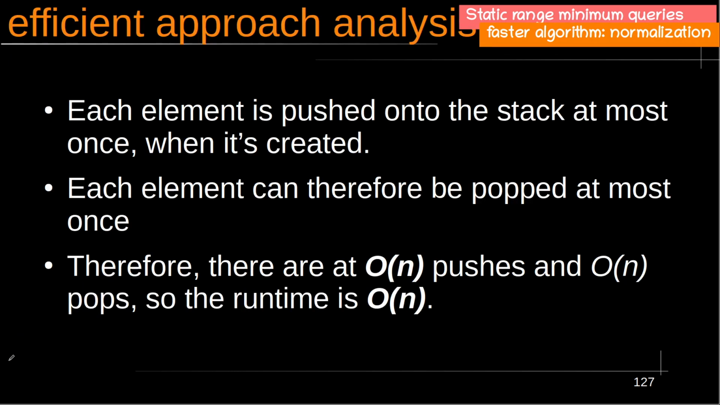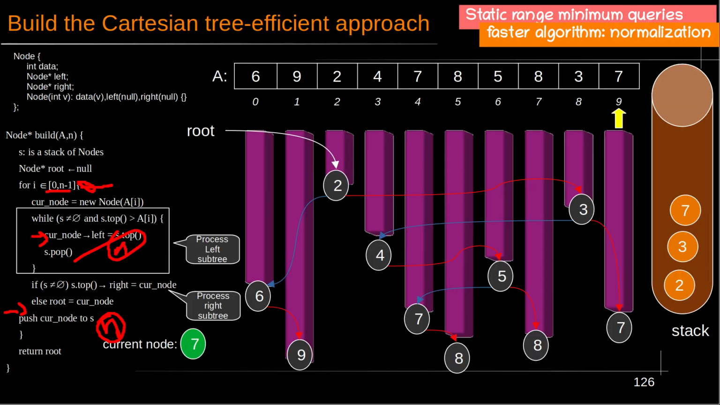Each element is put into the stack at most once, and the same holds for the pop operation. Therefore, we have n pushes and n pops in total. So the runtime, we can say, is O of n. Of course, we can prove this using the asymptotic upper bound technique, if you want.